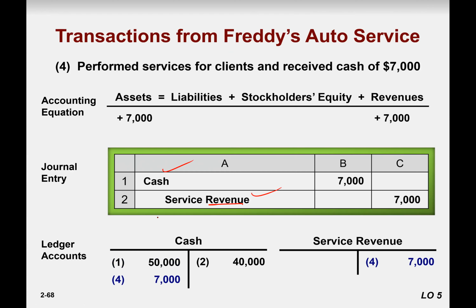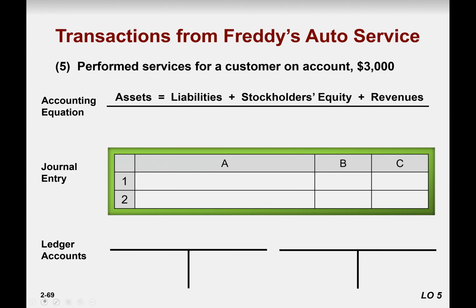So remember, we didn't write down the small explanation here. Why? Because up till now, I assume that you have become a professional accountant at recording journal entries, because the rules are pretty simple and you can do that. I believe that you can do that. Now, performed service for a customer on account. What does it mean? That you performed and the customer will pay you later.